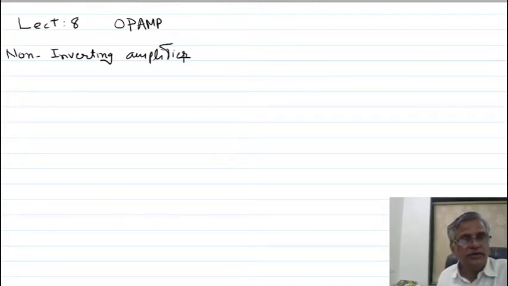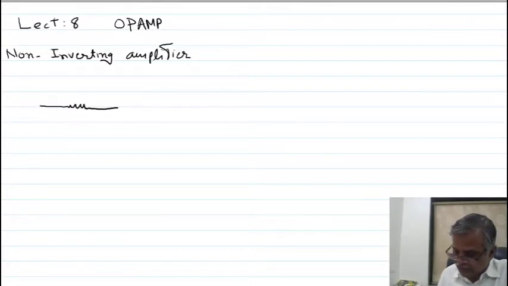In a non-inverting amplifier, the input signal is given to the non-inverting terminal and there is no phase shift between output signal and input signal. There is a zero phase shift between input and output signal. I am showing you the circuit diagram of a non-inverting amplifier.